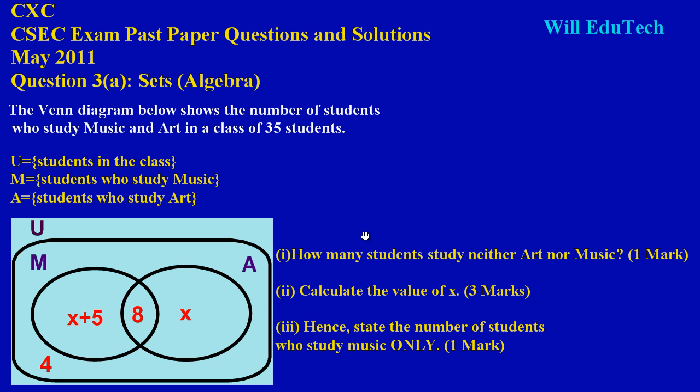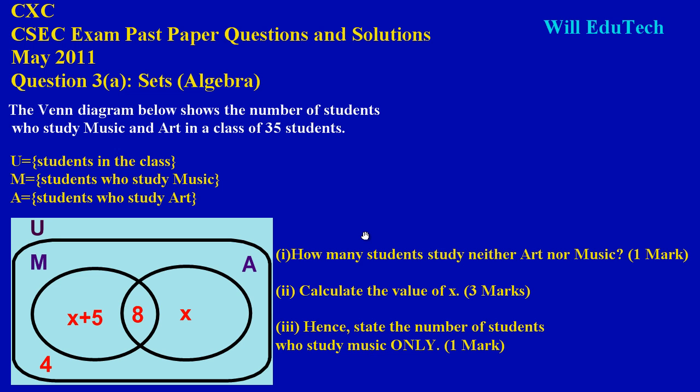Here they have given us the Venn diagram, and in the set M we have x plus 5. Here we have an intersection between the students who study music and the students who study art. The intersection is saying that there are 8 students in that class of 35 who study both music and art. Over here we have x students who study art, and we have 4 outside. When a number is placed outside of the subsets, it's in the universal set but not in one of the subsets. It simply means that these 4 students didn't study music or art.